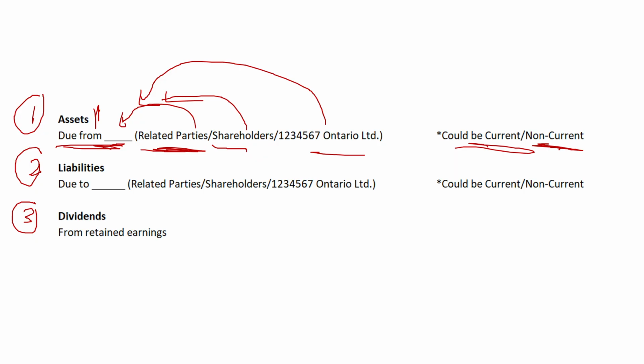This could go in the blank, or shareholders could go in the blank, or some number company name could go in the blank. Okay, any of these could go in this blank, but it's going to mean the same thing. It means that some other party owes your company some amount. Okay, and then on the liability side, like we just covered with that analogy, you're going to have due to, and any of these could go in the blank again. Related parties, shareholders, or the actual company name. And it could be current or non-current liabilities too. So wherever you find this in the balance sheet, assets or liabilities, it's going to be presented the same way I just showed you with you and Joe.